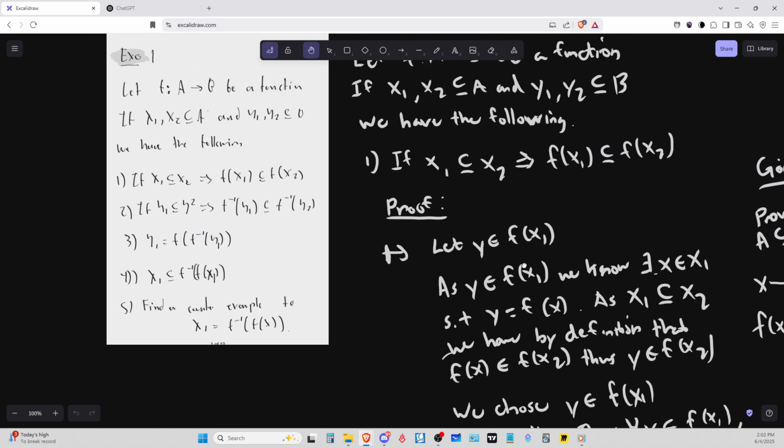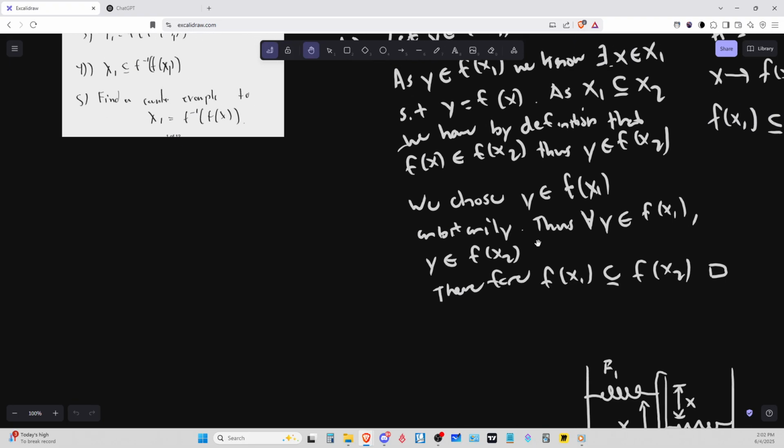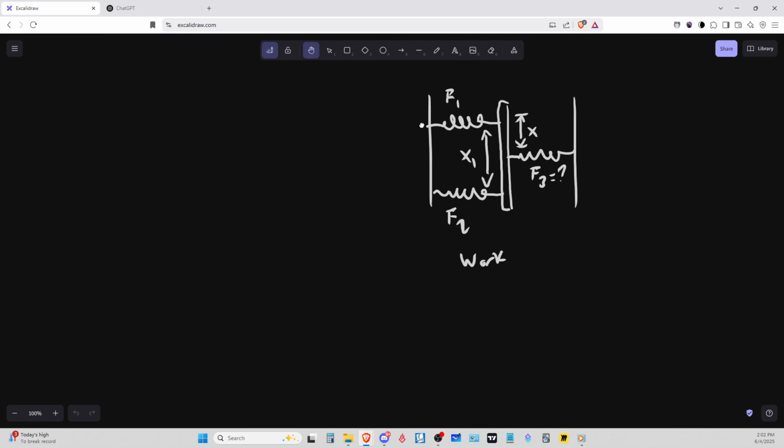So let's get started. This was the physics problem that I was kind of showing.